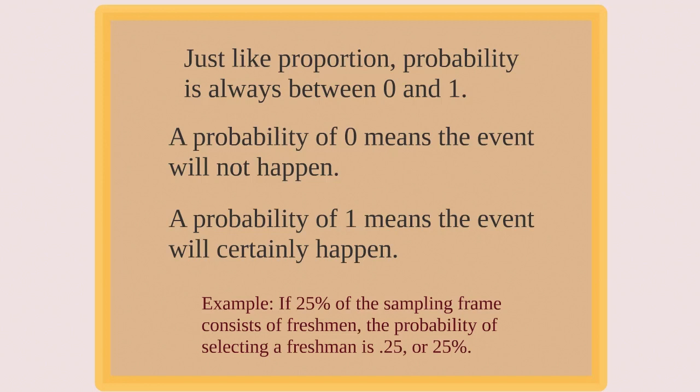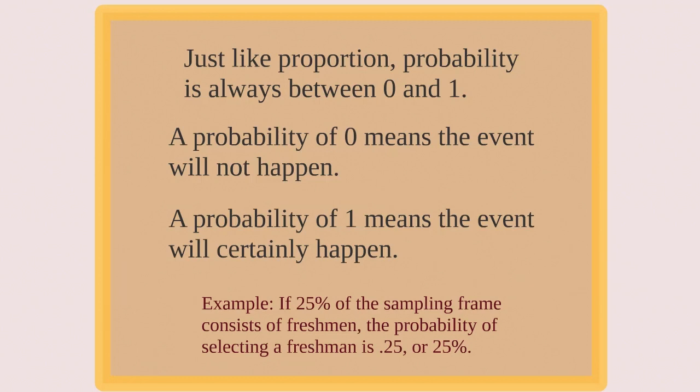A probability of 0 means the event will not happen, just like a proportion of 0 means that there's the absence of that particular category. A probability of 1 means the event will certainly happen, just like when there's a particular category in which we have 100% in that category, the proportion is 1.